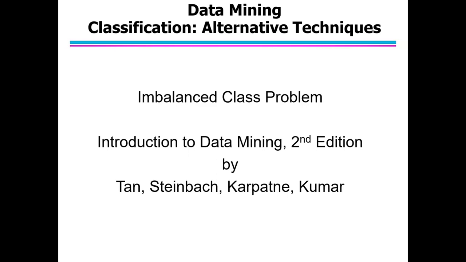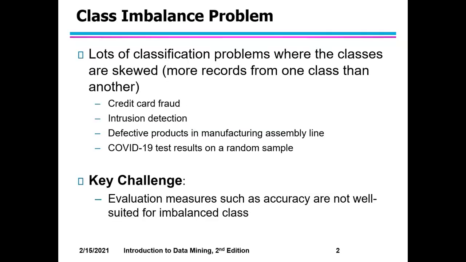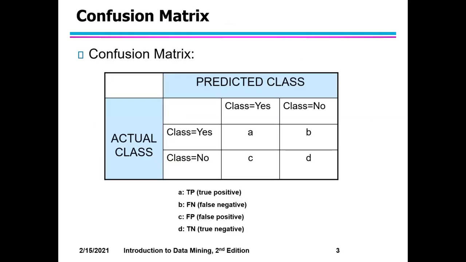Dear students, today we will talk about the imbalanced classes problem: what the imbalanced classes problem is, how we can solve it, and what the related challenges are. In this topic, we will talk about the confusion matrix. The confusion matrix is a very interesting phenomenon in data mining techniques.